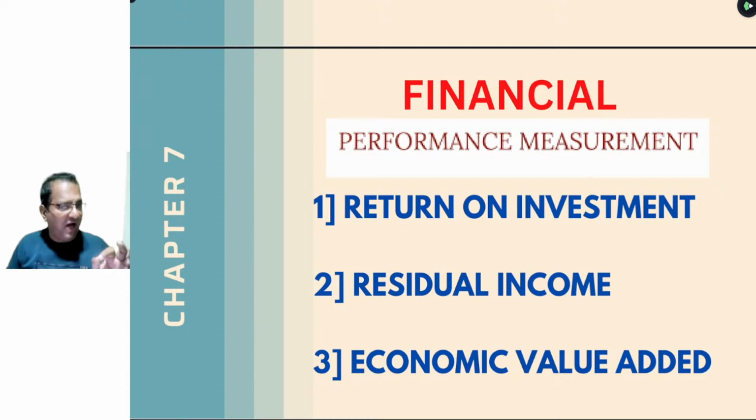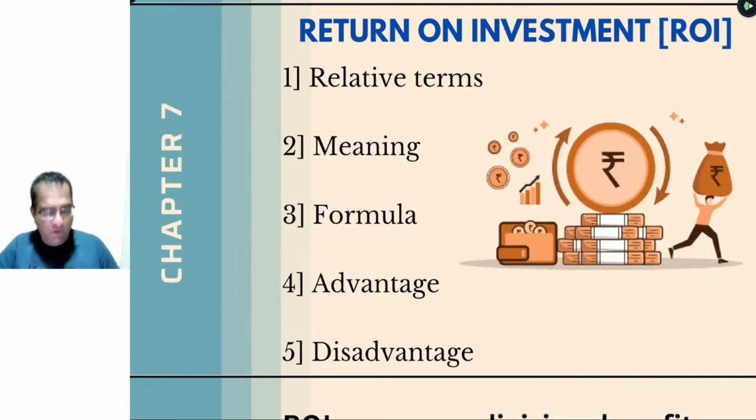The first one is ROI, the second one is RI, and the third one is economic value added. So I am starting the very first financial model, return on investment. Our discussion on return on investment will be divided into 5 parts. There are 2 terminologies. One is expressed in relative terms. The second one is expressed in absolute terms.